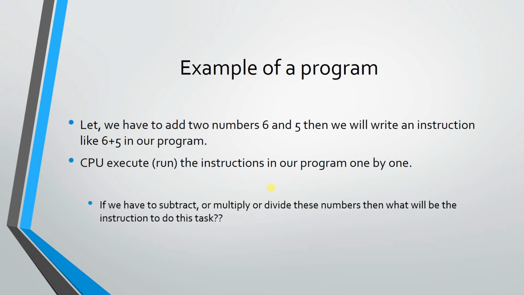So if we have to subtract or multiply or divide these numbers, then what will be the instructions to do these tasks? Simple, we have to write an operation between these numbers. Like if we have to subtract these numbers, then 6 minus 5 will be the instruction. This instruction will tell the computer that the user wants these numbers to be subtracted, and for the multiplication 6 multiplied by 5, and for the division 6 over 5.